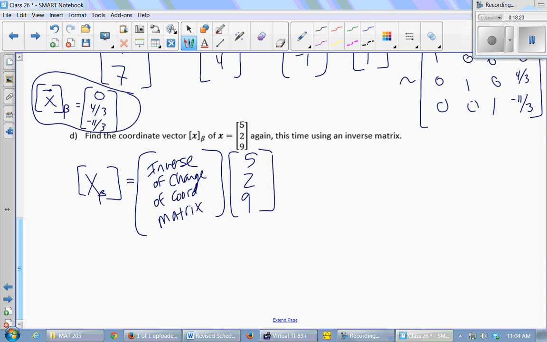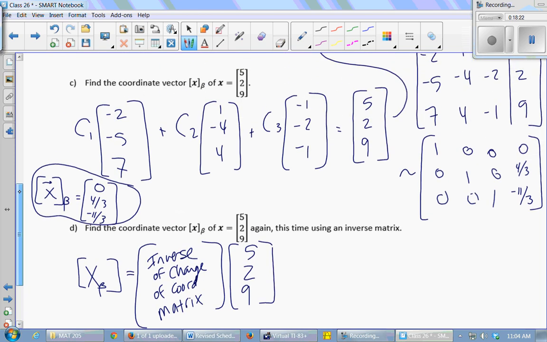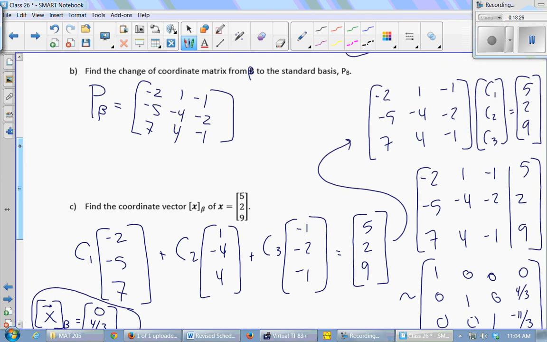Because if you start with the matrix equation, it's written up here. If I want to solve this for C1, C2, C3, I would multiply both sides of this equation on the left by the inverse of the change of coordinate matrix. So on the left, these would cancel and be the identity, and I'd have C1, C2, C3 by itself. And then on the right side of the equation, I'd have the inverse times 5, 2, 9.